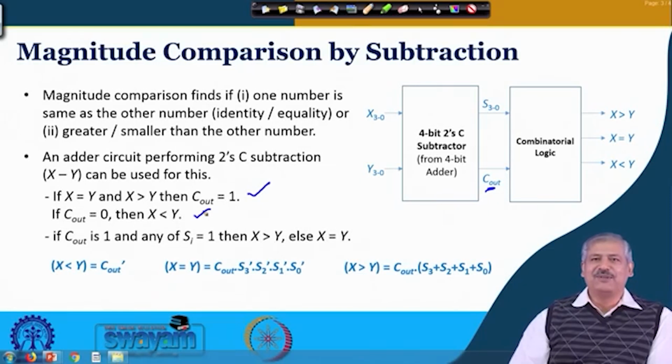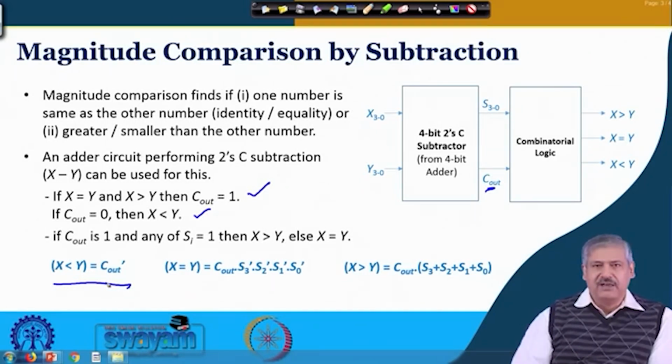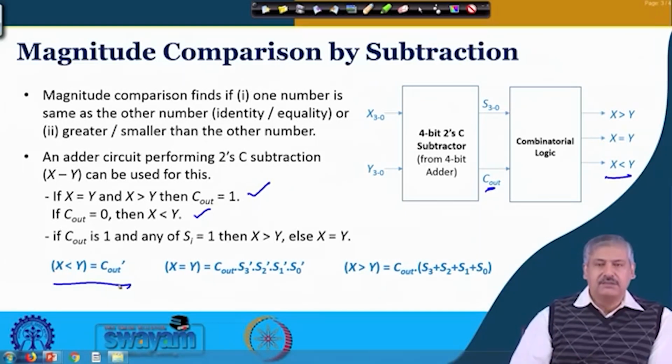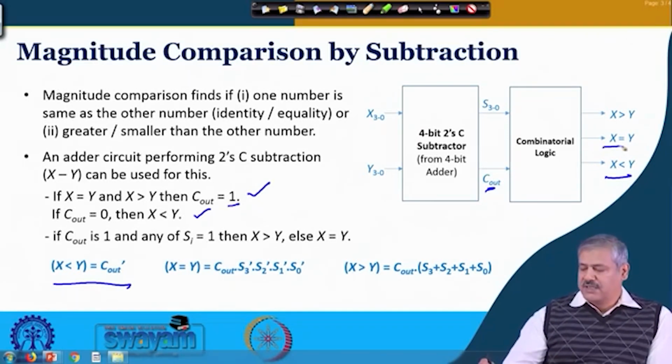Then from that we can get the logic for x less than y very easily, that if the carry out is 0, no carry is generated, then the result is x less than y. So, in this case the corresponding output, say x less than y, we can directly get from C out prime, the complement of the carry out. Okay. And when carry is generated, then there are two possibilities, one is x is equal to y, another is x greater than y, right.